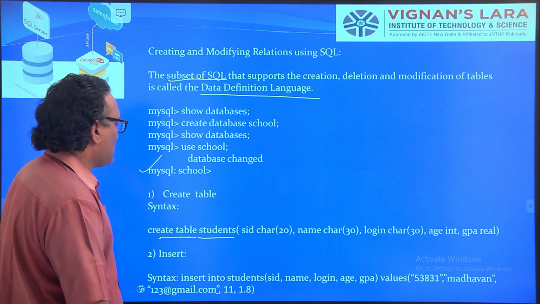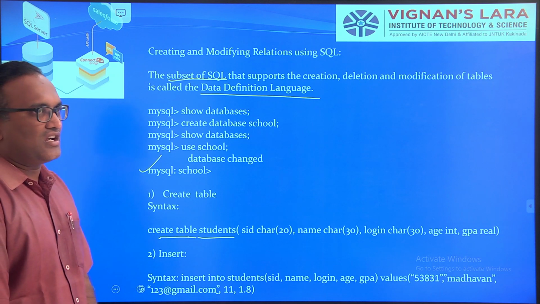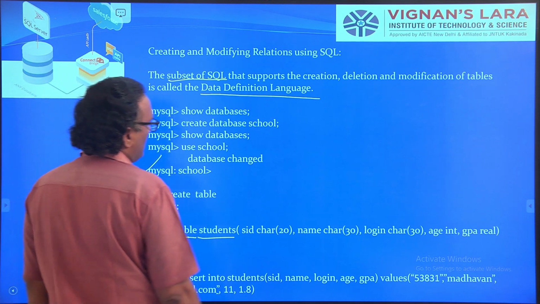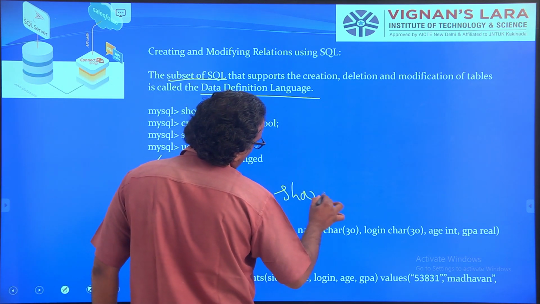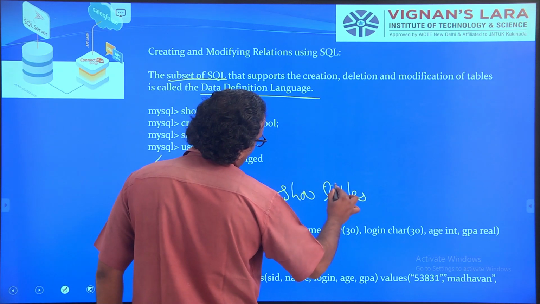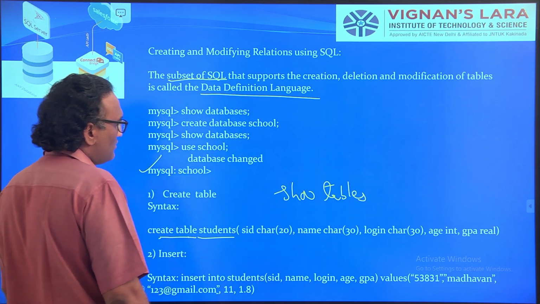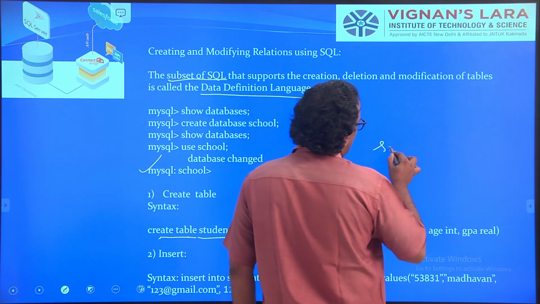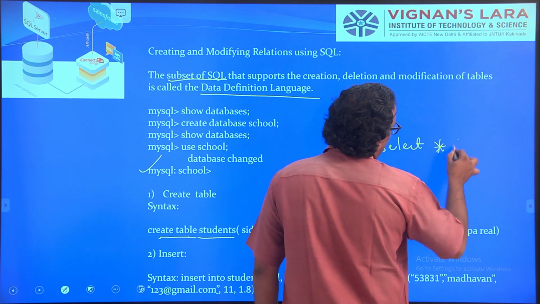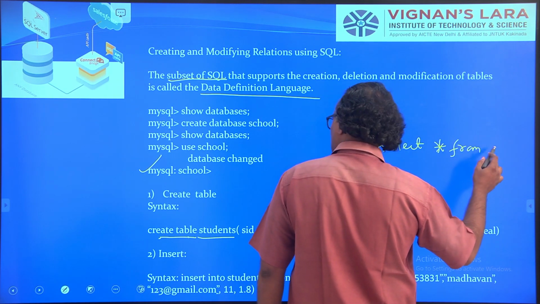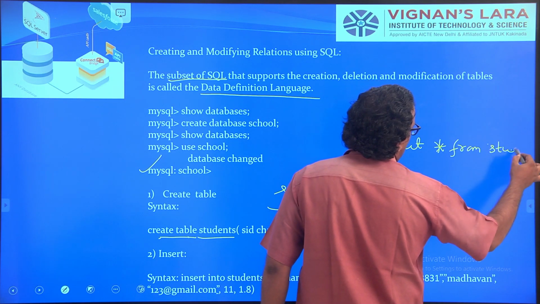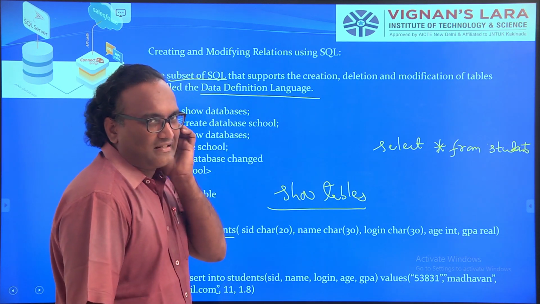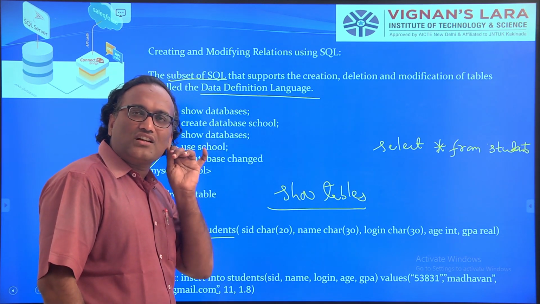After that, if you want to know whether the table gets created or not, you can type show tables. You can check with this show tables. Or you can write a command like select star from students, where students is the table name. Nothing is there. It gives you an empty set, with rows and columns and an empty set.